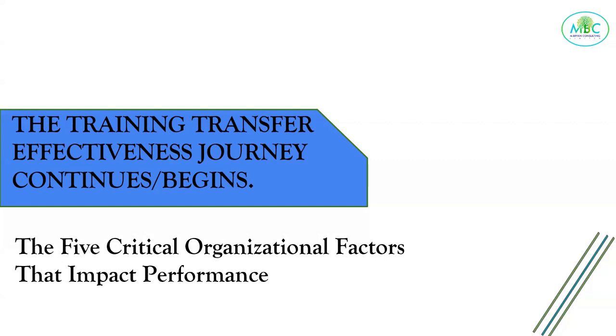And today, what are we looking at? We are looking at the 5 critical organizational factors that impact performance. We started the journey talking about how we defined what training effectiveness was, what training transfer was, and what training transfer effectiveness was. We won't be able to go through all that again because our webinar is just 45 minutes with question and answer. So please go to our YouTube channel and watch that. Now, we just rounded up on the needs validation process.